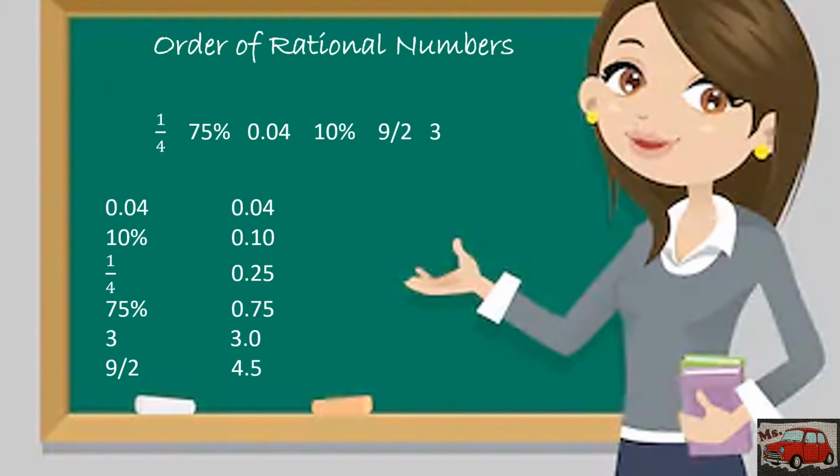Okay, so tingnan naman natin kung ano yung order ng rational numbers natin. Okay, so we have here 1/4, 75%, 0.04, 10%, 9 over 2, or 3. For us to easily check or order them, kailangan i-convert nyo muna sila sa isang form. So, since naka-fraction, pwede nyo i-convert muna lahat sa fraction. Or, gusto nyo, naka-percent, i-convert nyo muna lahat sa percent. But here, I choose to convert them into decimal.